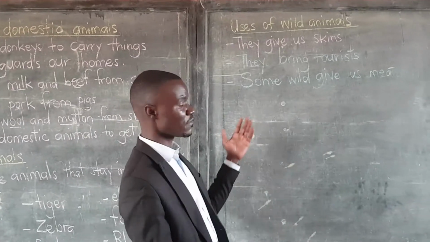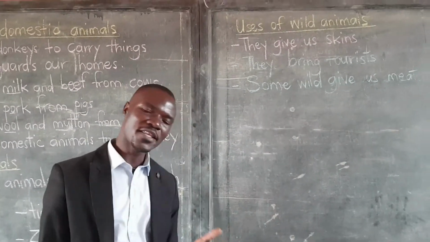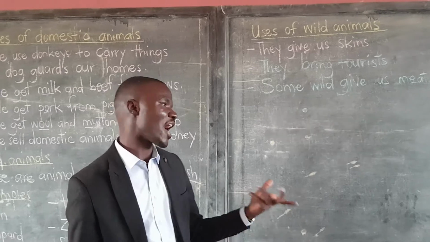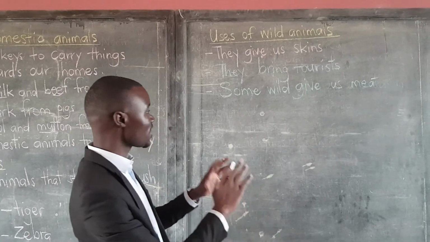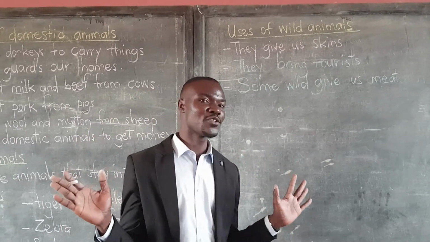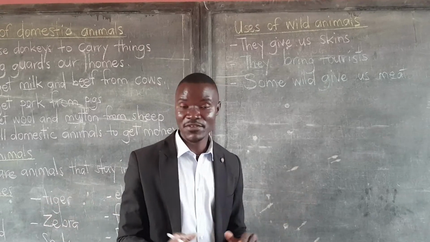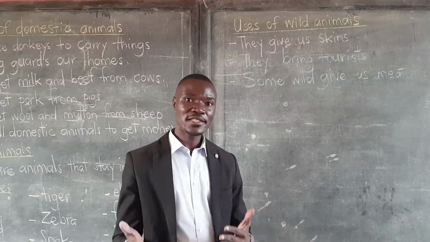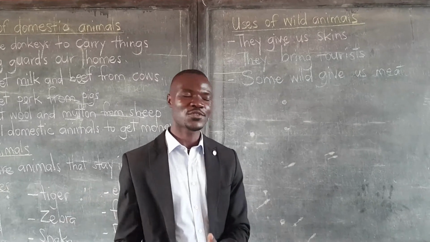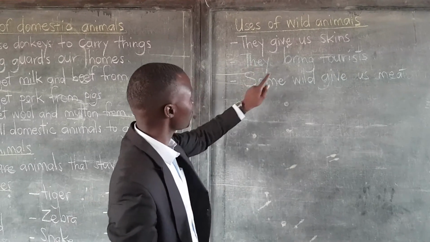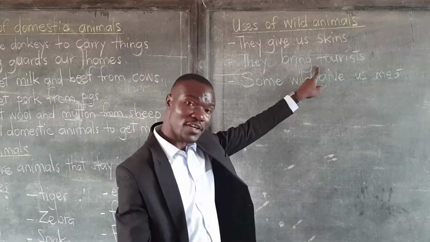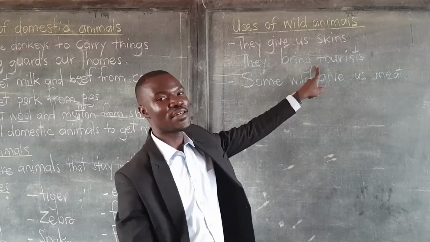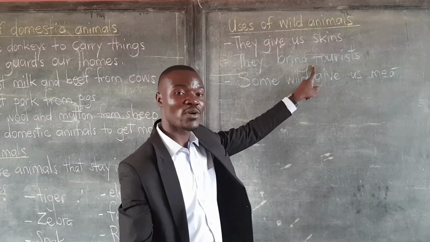Uses of wild animals. They live in the bush, but they're also useful to us. How? Most of you have gone to the zoo, not so? You've gone to Entebbe Wildlife Center. You went there and you paid money to see these animals. So, wild animals bring tourists. These tourists bring in income. They pay money in order to see these wild animals.